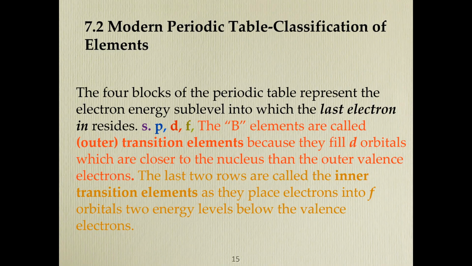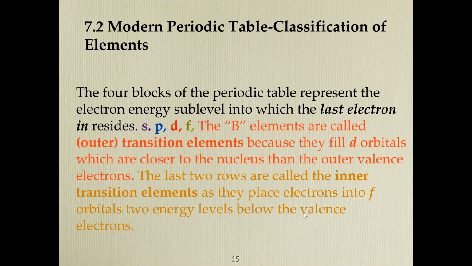Okay, let me go back to here. The 4 blocks of the periodic table represent the electron energy sublevel into which the last electron resides. I think we've stressed that a lot, but we'll do a couple things real quick. The B elements are called outer transition elements because they fill the D orbitals, which are closer to the nucleus than the outer valence electrons. Do you remember that 3D was closer to the nucleus than 4s? Think about that again. Remember 3D was filled before 4s? That's what they're saying here. That just explains why they call it outer transition. So just remember that the D block is called the outer transition elements.